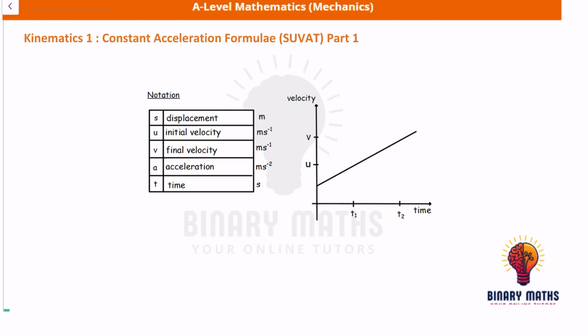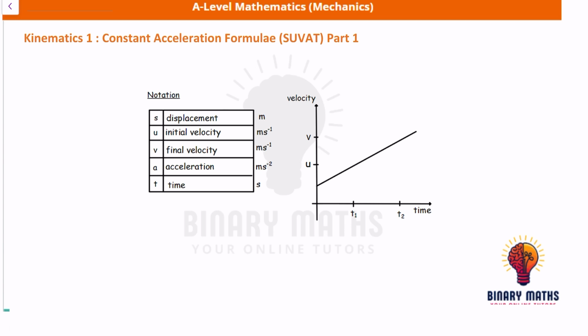This video is about deriving the first two equations of motion and applying the equations to solve problems with constant acceleration. We need to be able to understand the notation involved when setting up problems using SUVAT equations. Okay, so first of all, we have a velocity time graph here.